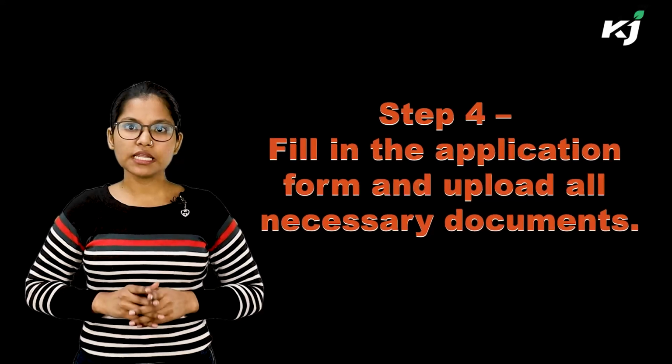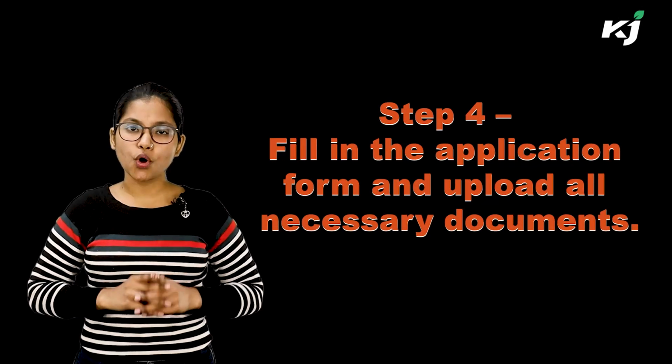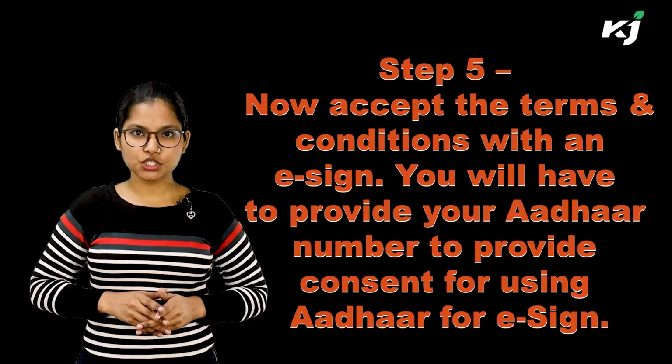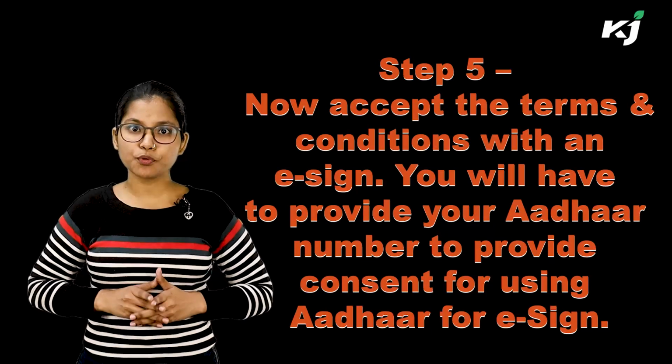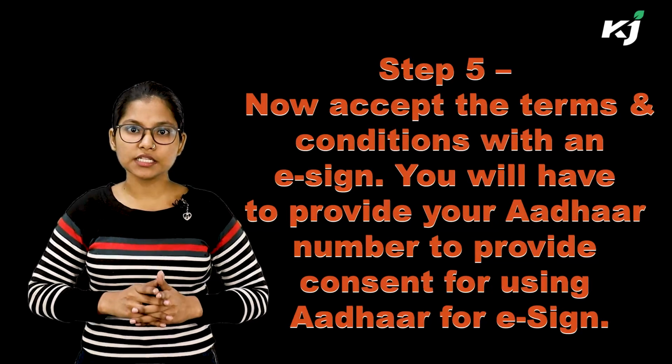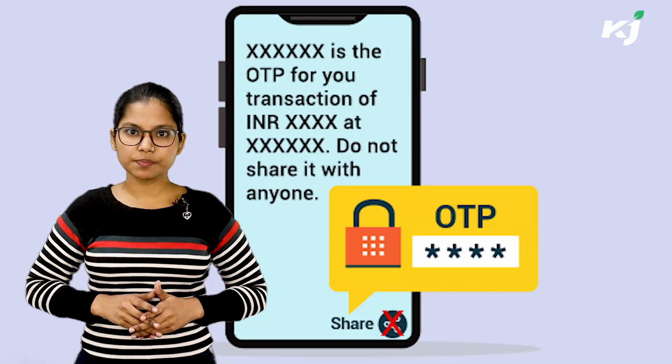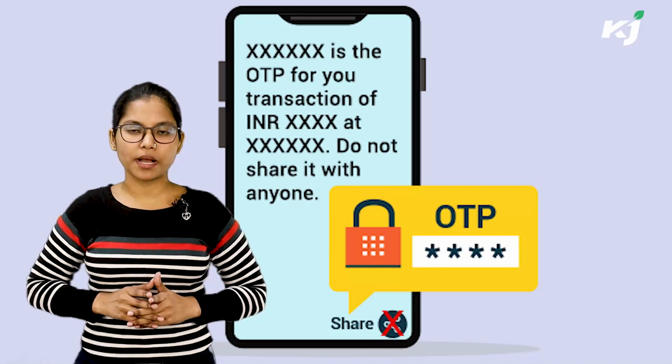Step 4. Fill in the application form and upload all necessary documents. Step 5. Now accept the terms and conditions with an e-sign. You will have to provide your Aadhaar number to provide consent for using Aadhaar for e-sign. Step 6. At last enter the OTP that you will receive on the registered mobile number.